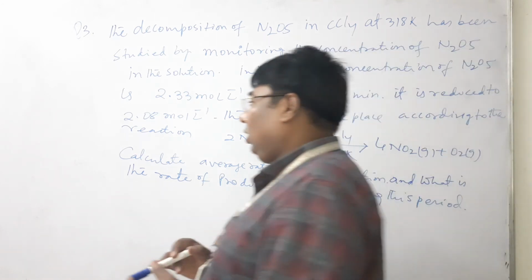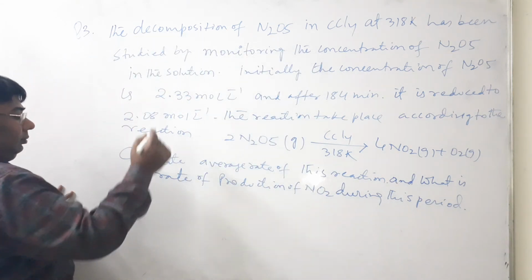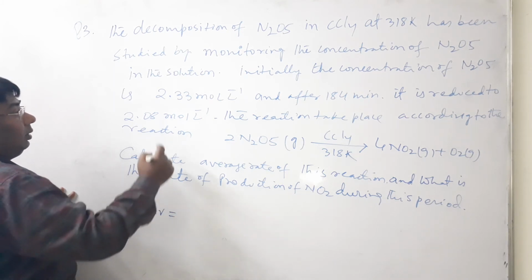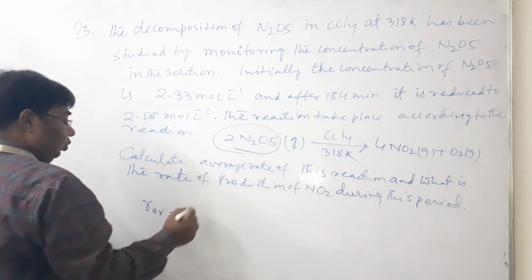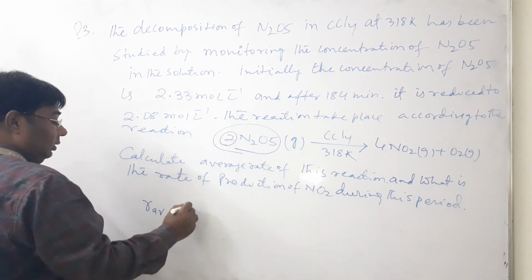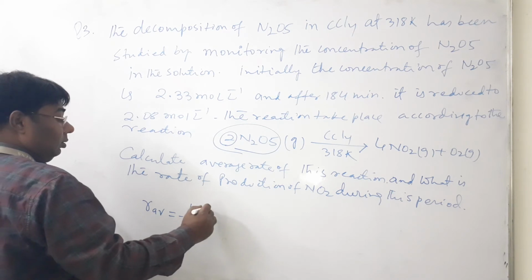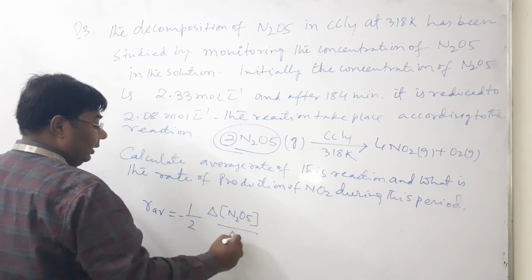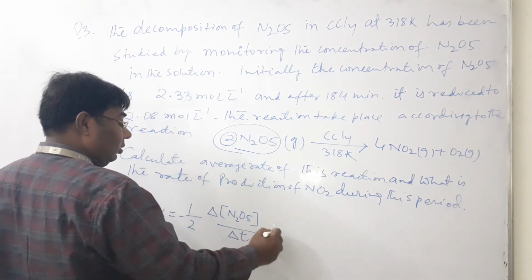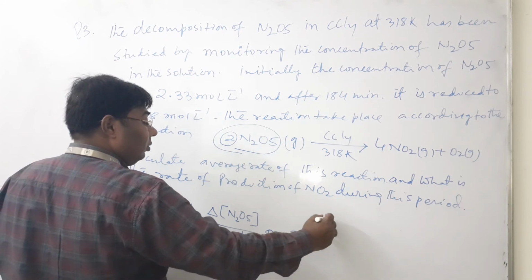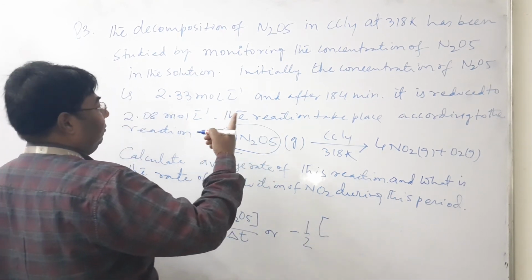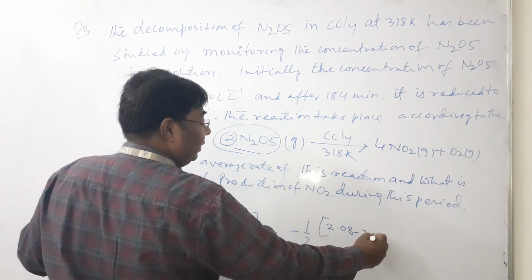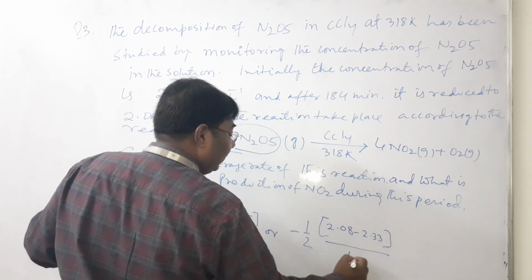So, first of all, we try to find out R_av. Since there are 2 moles of N2O5, it is minus 1 by 2, change in the concentration of N2O5 by delta T, or minus 1 by 2, the final concentration 2.08 minus 2.33 divided by 184.